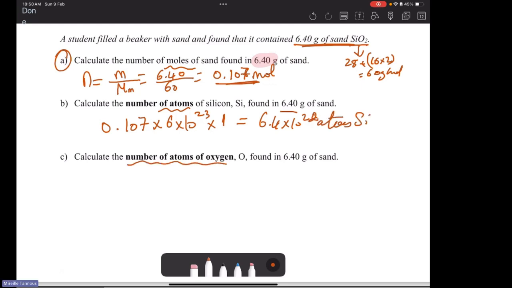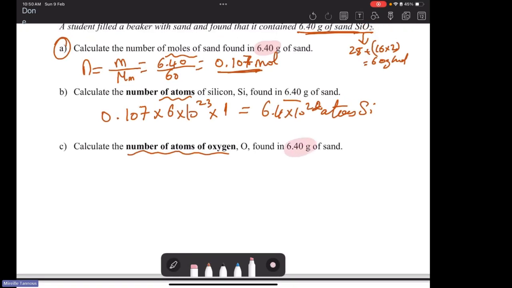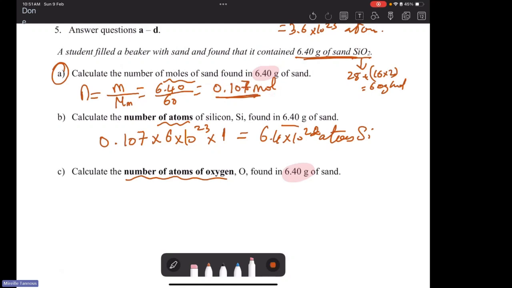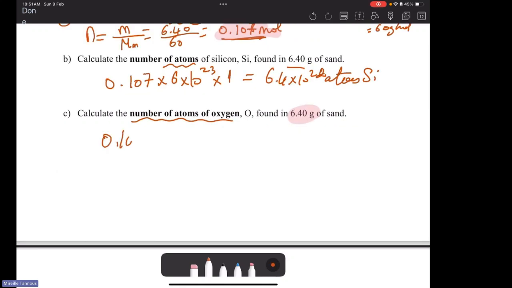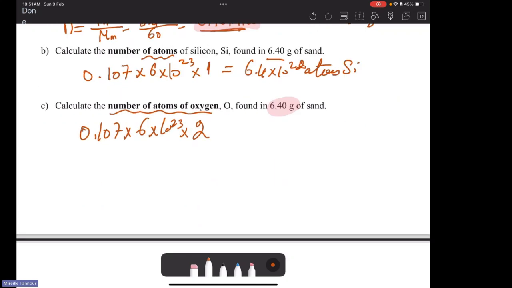atoms of silicon. And calculate the number of oxygen atoms in the same 6.4 grams, which is 0.107 mole. I'm going to take the mole times Avogadro times the atomicity of oxygen, and that is 2. So times 2, the answer is 1.28 times 10 to the power 23 atoms of oxygen. I'm moving on faster because I have another session that starts in 10 minutes.